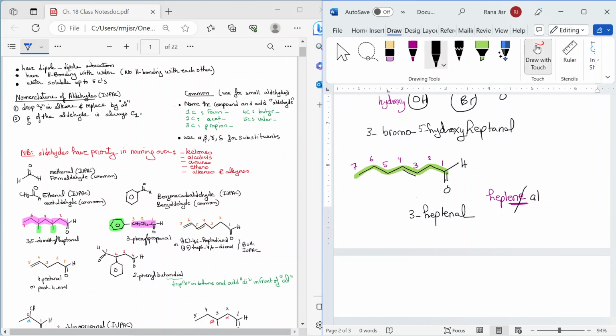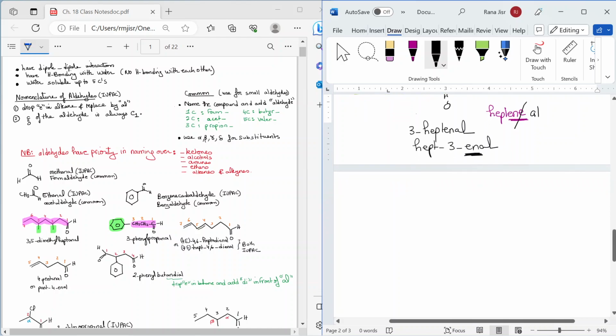You can also insert the 3 before the En, and the name is going to be hept-3-enal. This means that the 3 is belonging to the double bond because the carbonyl is already on carbon number 1.